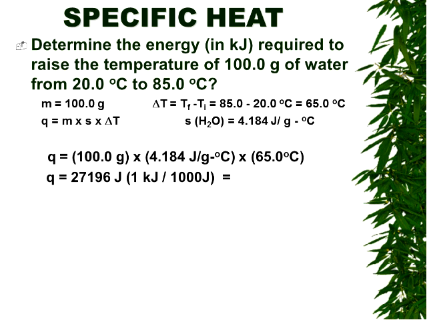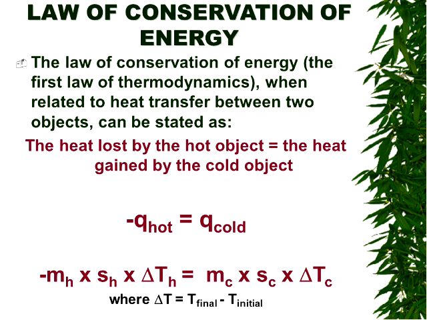And guess what? You just multiply them across. It gives you this many joules. You convert it into kilojoules by just moving the decimal place 3 times. 27.2. Good for us. Yay!